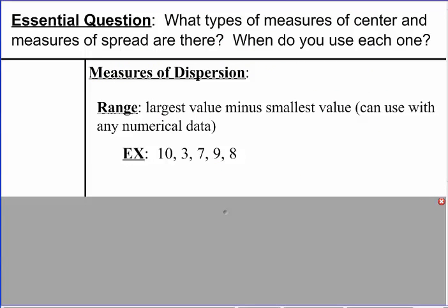Next, we will look at measures of dispersion. Dispersion is another way to say spread. How spread out is the data? So we had 3 measures of center. We also have 3 different measures of spread.